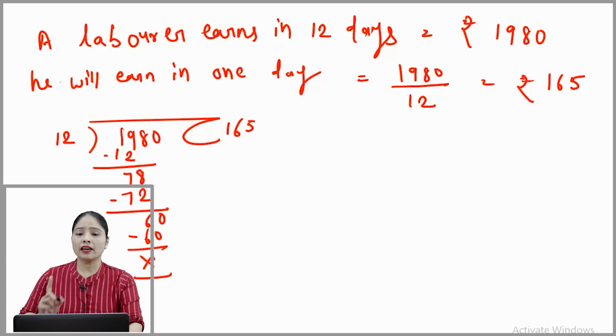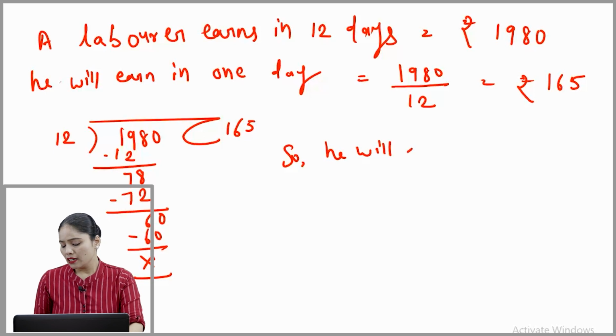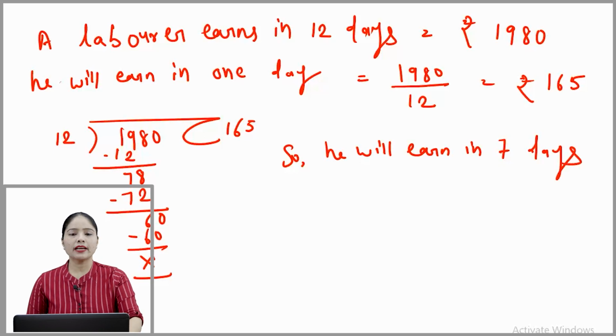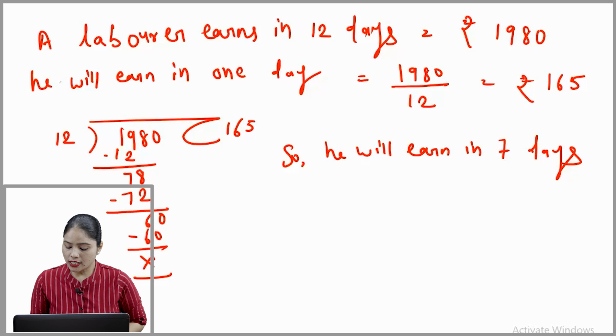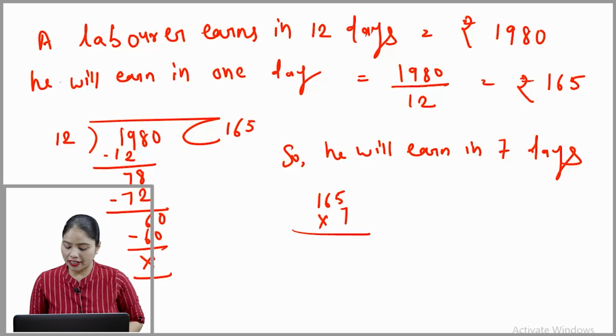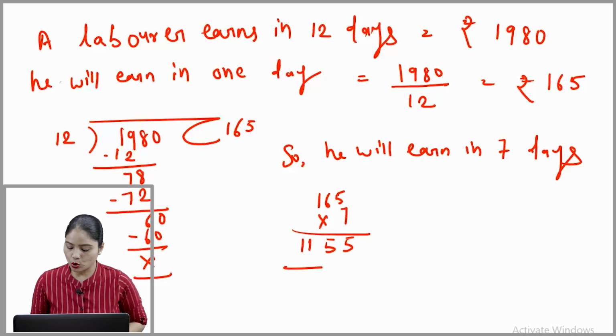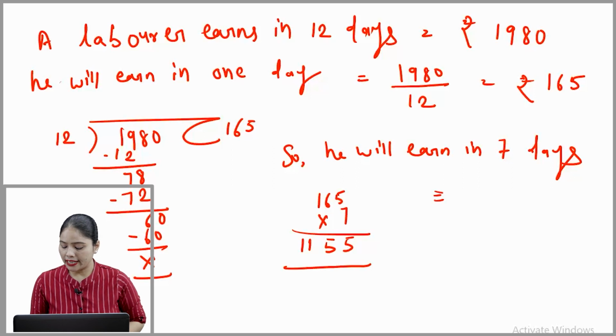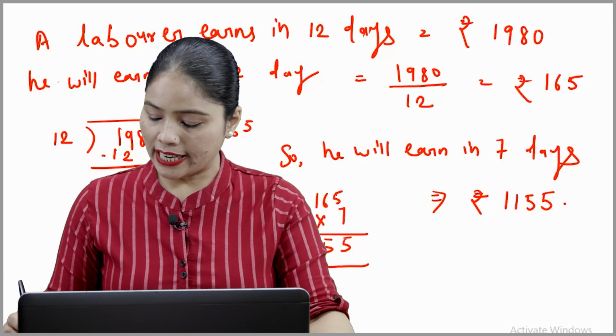Okay, so 165 is what he earned in one day. So he will earn in 7 days. How much will he earn in 7 days? Now we need the greater value, so just multiply 165 by 7. So 7 5s are 35, write 5 carry 3, 7 6s are 42 and 3 then 45, carry 4, 7 1s are 7 and 4 is 11. So he will earn in 7 days rupees 1155. Okay, so this is how we do these kinds of sums beta.